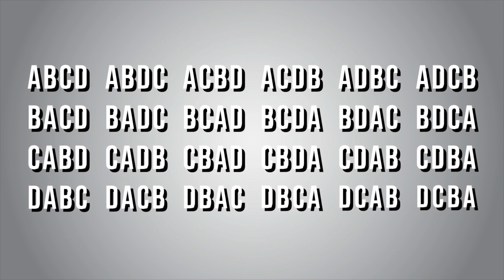If there's an alphabet string, it can be rewritten in a different order, like ACBD, DACB, and so on. In full, there are 24 ways to write the 4 letters in a different order.